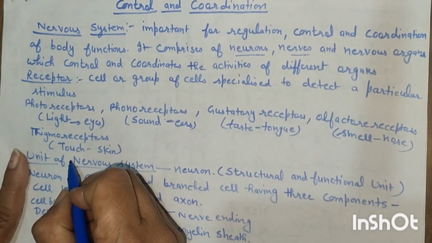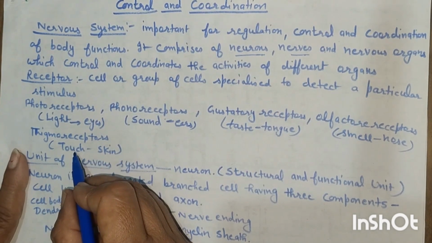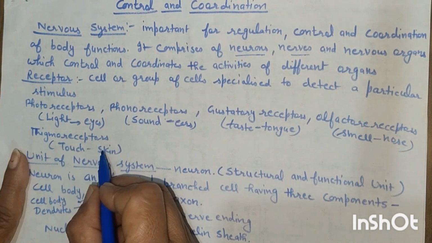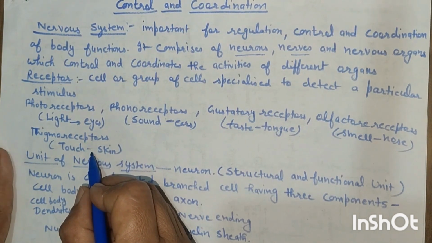Thigmoreceptor. Thigmo means touch. We can touch on the skin. The skin is responsible for this and receives this type of stimulus.